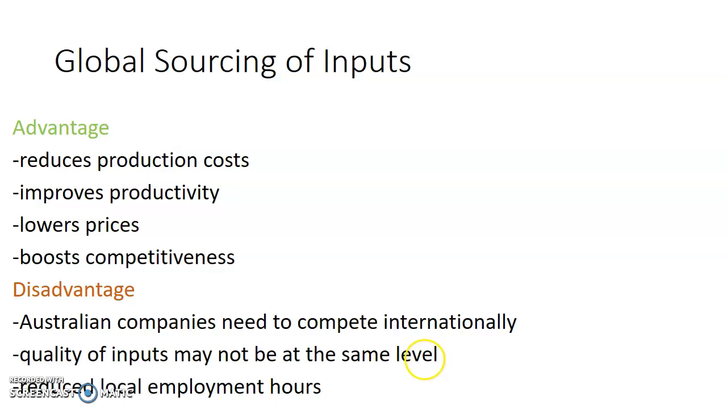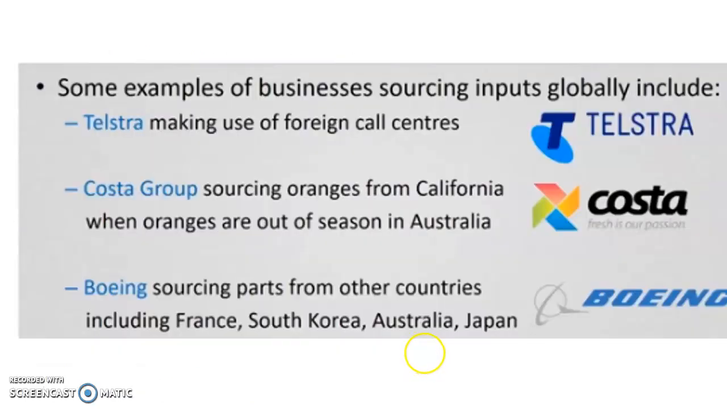And also some Australian clothing and footwear businesses, for example Rip Curl, Triangle and Holster, they purchase all their inputs from China using low cost labor. Okay. Now again, the same thing. So Telstra make use of foreign call centers, so they source their call centers in other countries. When you call Telstra or Vodafone, you're actually speaking to a person in Philippines or India.